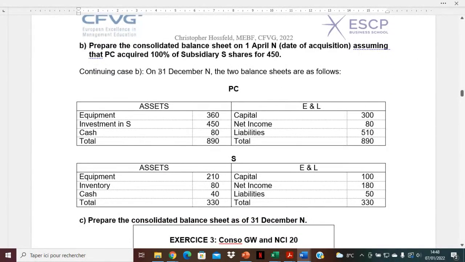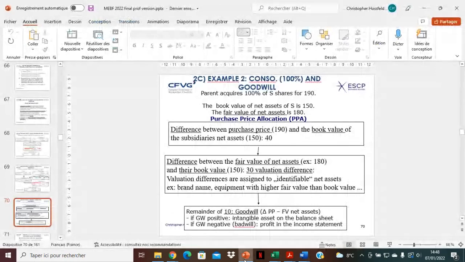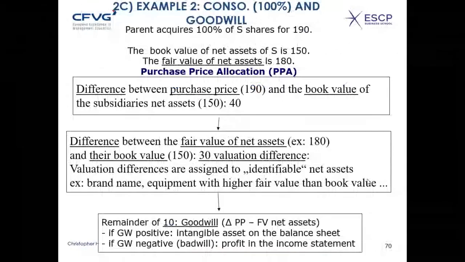Now, same thing. We are now on December 31st, so 9 months after the acquisition. We have the balance sheet of PC, we have the balance sheet of S, and now we need to prepare the consolidated balance sheet at the end of the year. Before we go to this exercise, we need to go back to the slides.